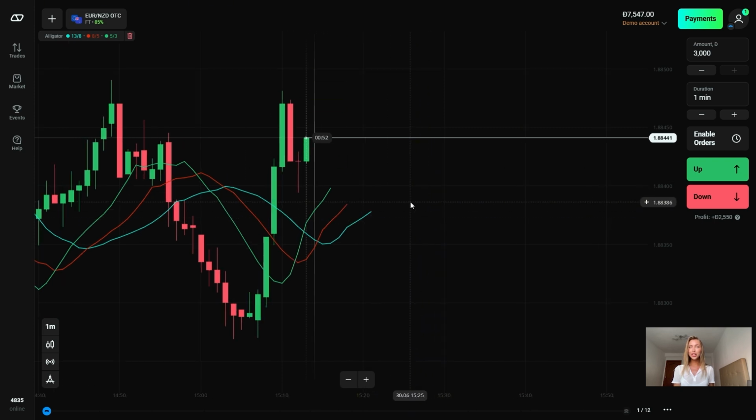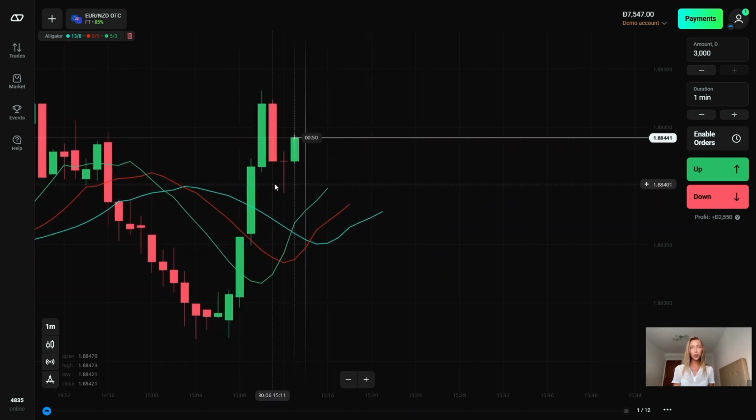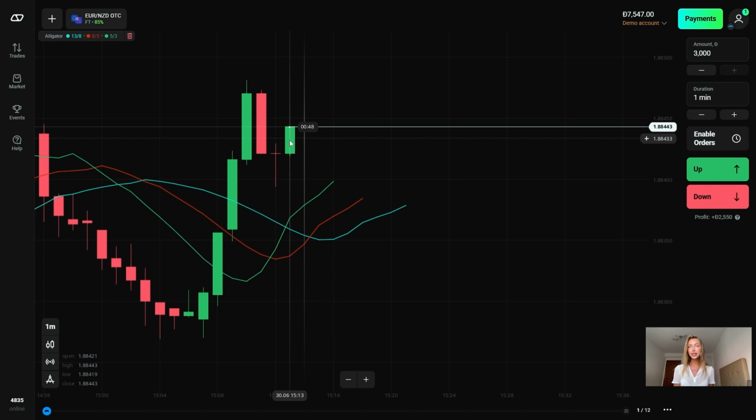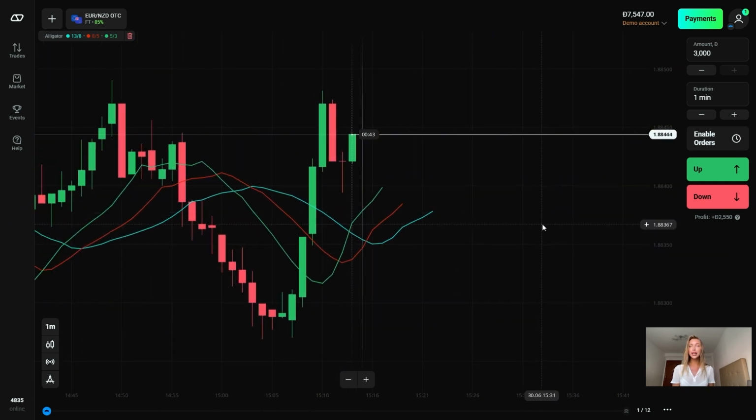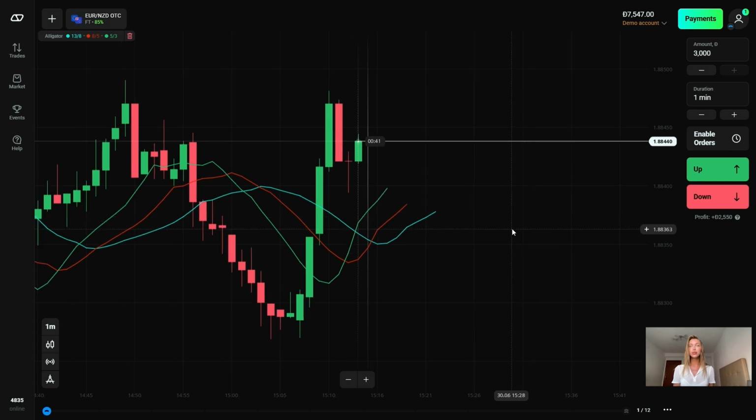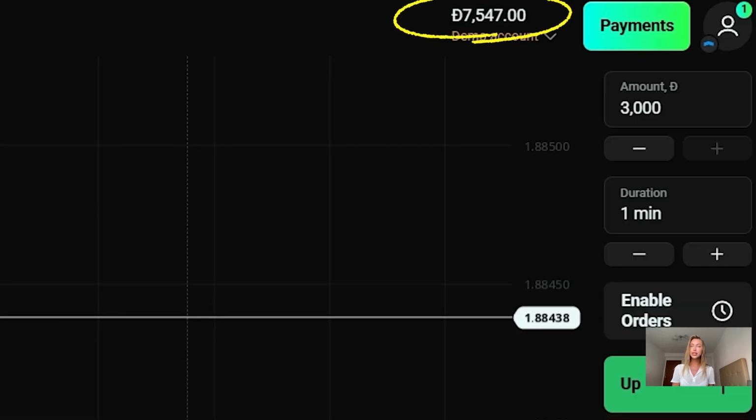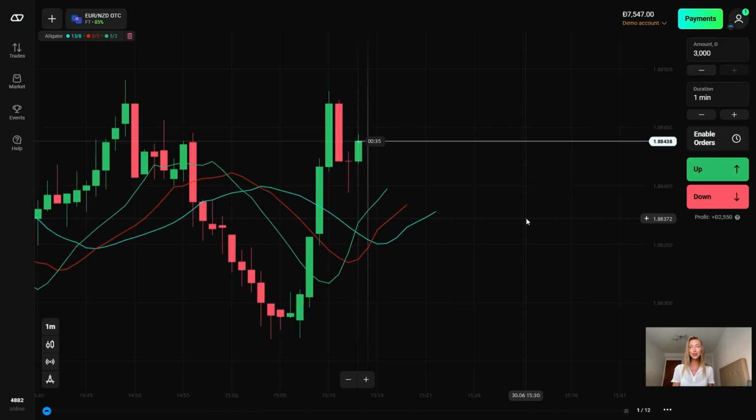So the trade closed in profit. No strong upward move happened, but I can say that the upward movement continues. That's why I think the setup worked out well. My balance is already 7,547. Excellent result. We don't stop here and move on.